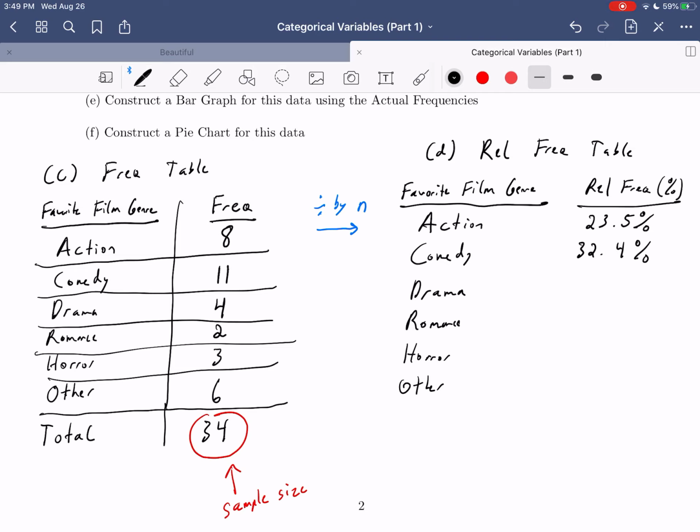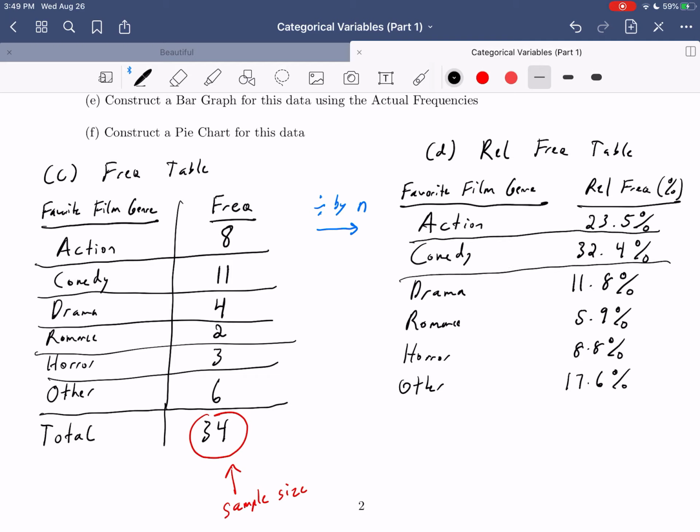For drama, it's 4 divided by 34, so we should get 11.8%. For romance, 2 divided by 34, we should get 5.9%. For horror, 3 divided by 34, so that's 8.8%. And for other, it's 6 divided by 34, so 17.6%. And we'll put some lines so that we can read that a little bit better.